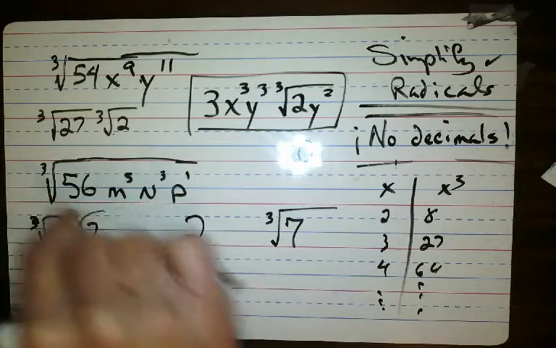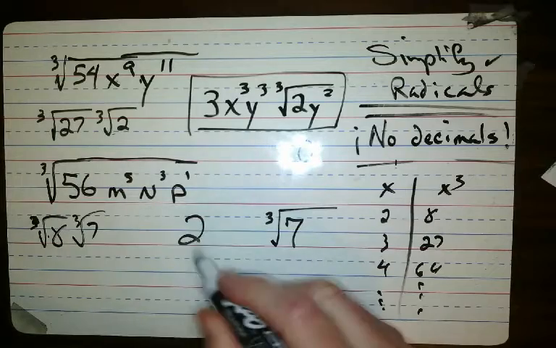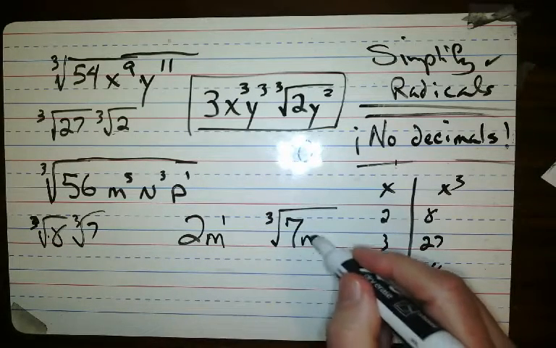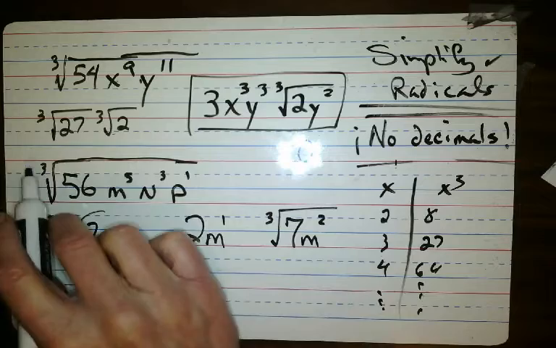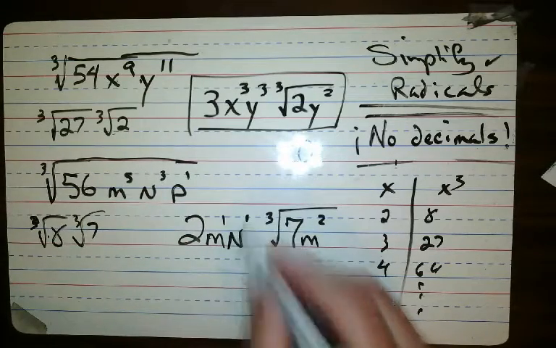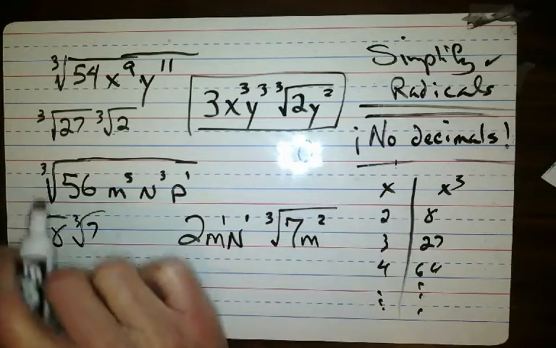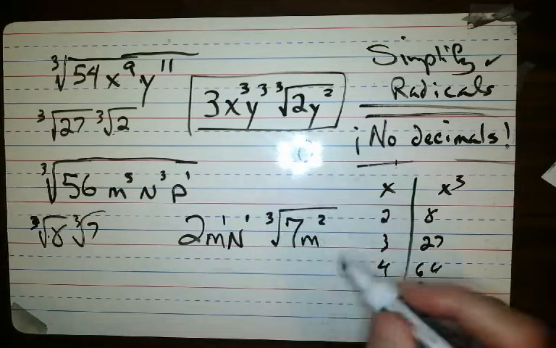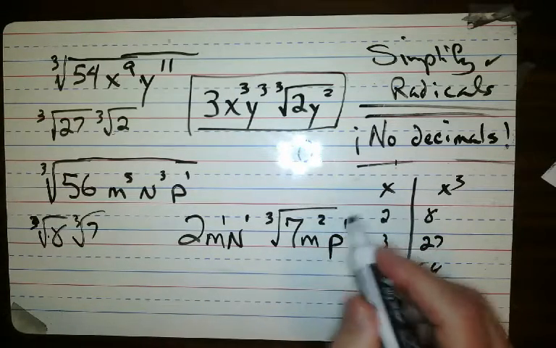Okay? What about the exponents? Does 3 divide into 5? Yeah, 3 goes in there 1 time with 2 left over. Does 3 divide into 3? Yeah, it goes in there 1 time with none left over. Does 3 divide into 1? No, it can't. So that means that stays there.